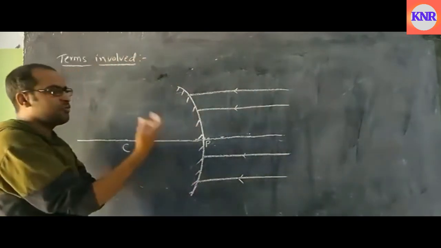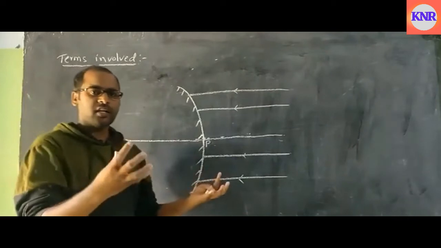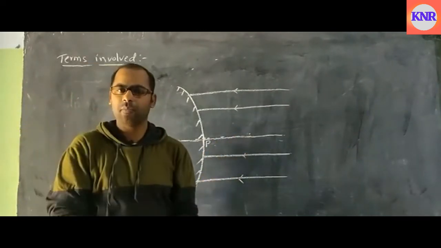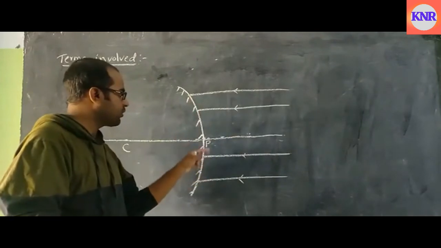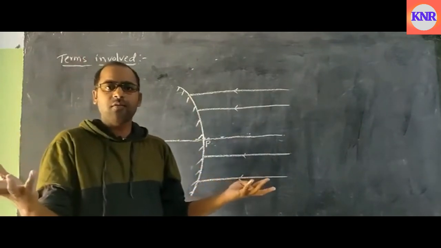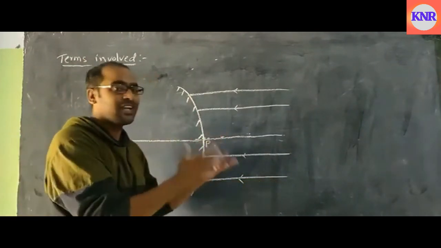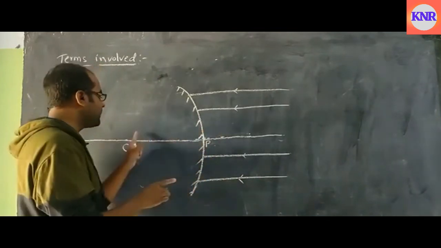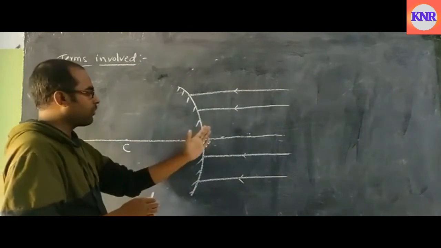Then how will the image be formed? If all the rays are converging to a point, if all the rays meet at a point, then a bright image will be formed. But in the case of this convex mirror, they are not converging to a point, they are diverging. Then how will the image be formed? The image will be formed inside the mirror.